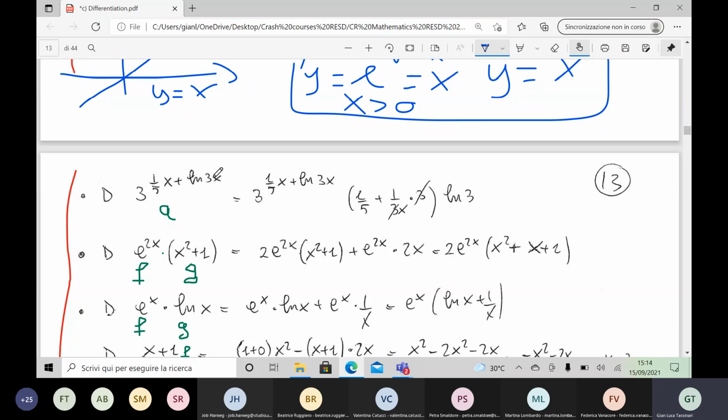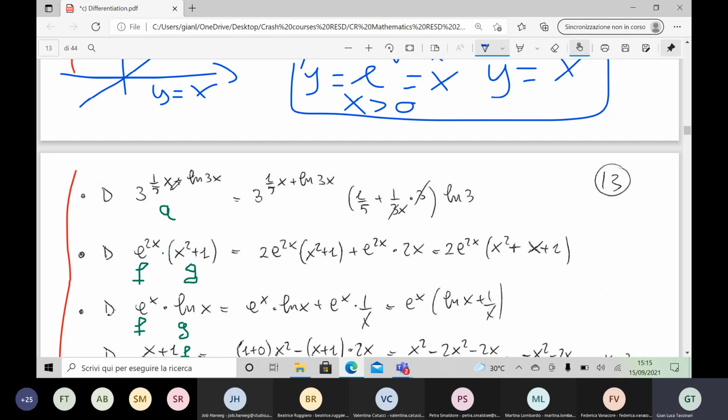ln of 3x is a function of the type ln of f of x. The derivative of ln of f of x is 1 over f of x times the derivative of the argument, that is the derivative of 3x, which is 3. Then you can simplify 3 with 3, close parentheses, times, remember, you have to multiply by ln of the base, so ln of 3. You can stop here. If you want, you can find the common denominator here, but who cares? We do not care now. We want to do only derivatives.